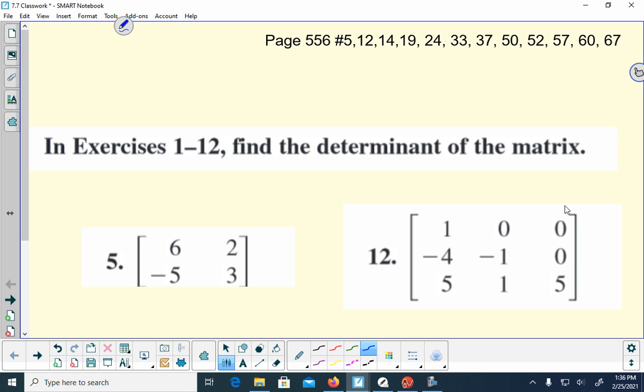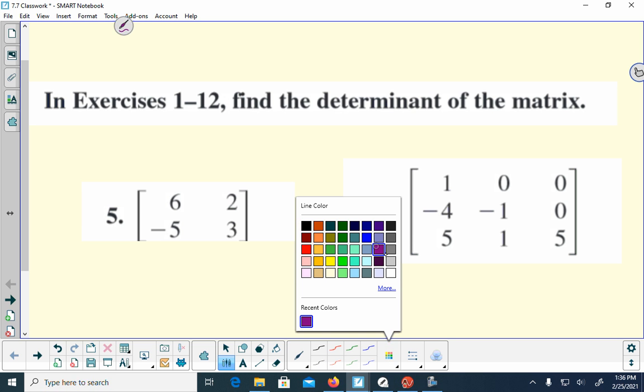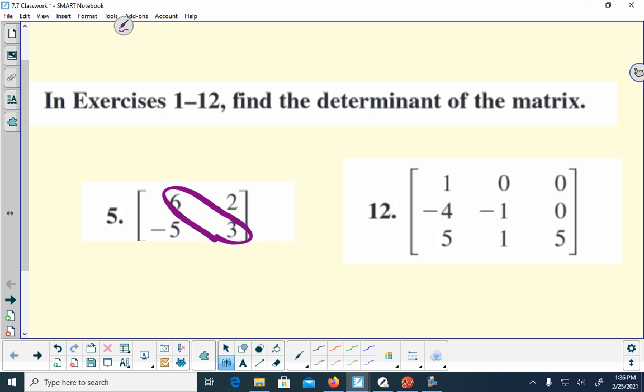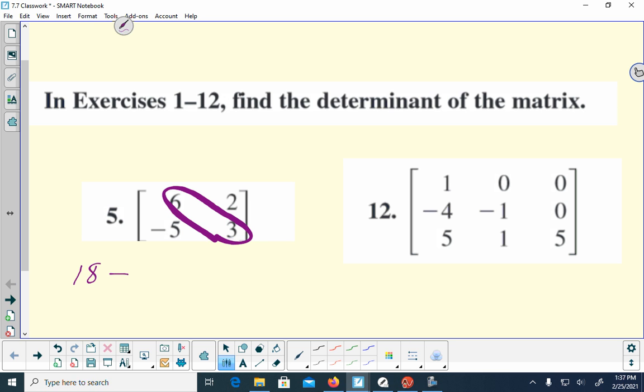Section 7.7, which is the determinant of a square matrix. And we've already talked about it as a determinant because we did the determinant to find the inverse. So when we go to do number 5, that you already know how to do, we're just going to do the first part of the inverse formula. So I'm going to take 6 times 3 and get 18 minus 5 times 2, and that's going to be negative 10. When I add, I'm going to get a determinant of 28, and that's it. That's all I have to do.